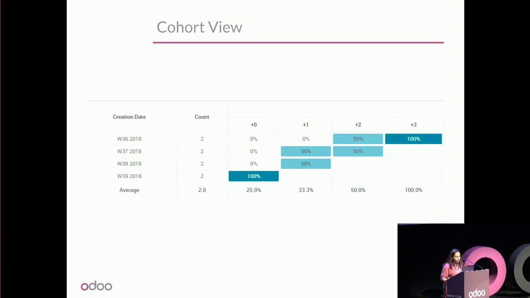We also have created for version 12 a cohort view, which is a temporal analysis that allows you to see the evolution of your metrics. Here, for example, suppose it's a lead. If we focus on week 36, you can see that we received 2 leads. The same day, we didn't close the deal. The first day, we did nothing. And the second day, you can see that we have processed 50% of the leads, which represents 1 lead. And the third day, we have processed and closed the whole deals.